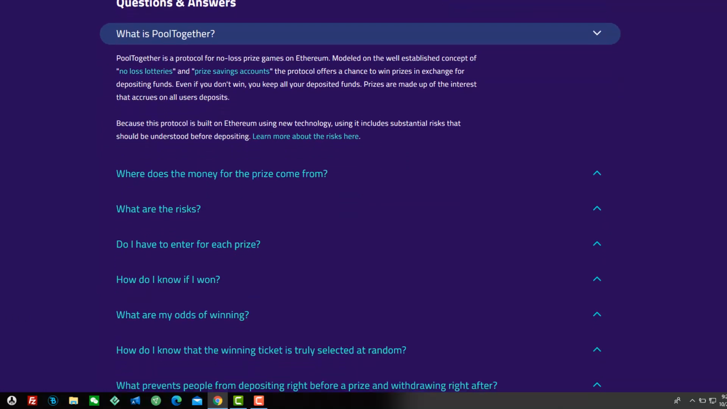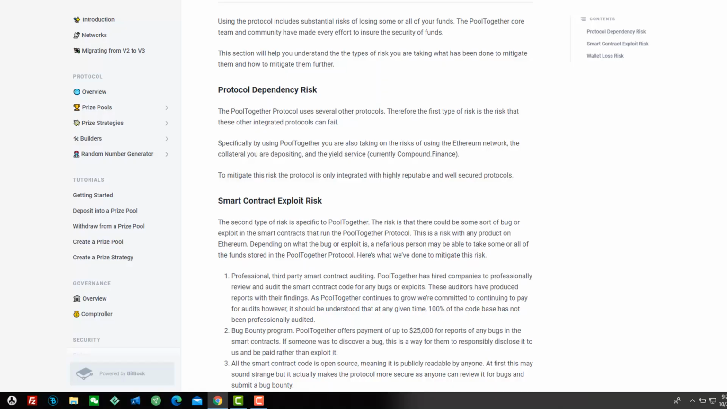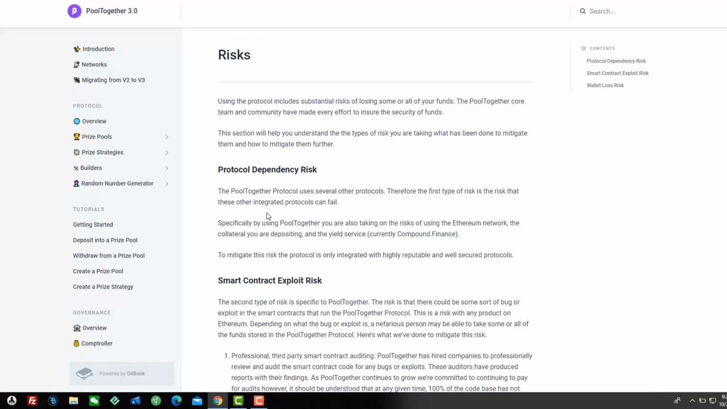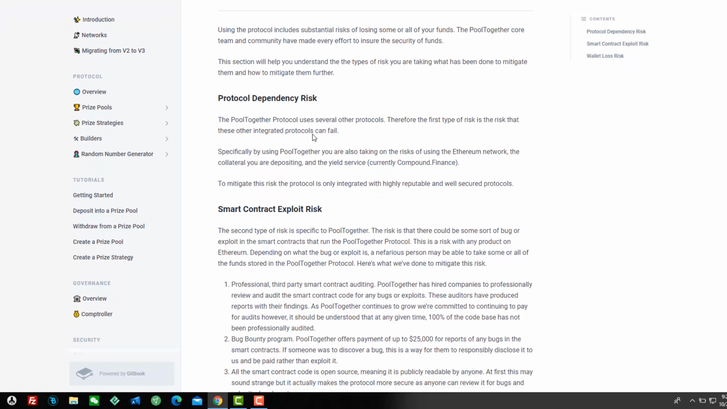And let's talk about the risks now. What are the risks? So, more documentation. Using the protocol includes substantial risks of loss of some of your funds. The PoolTogether core team and the community have made every effort to ensure the security of your funds. So this is one here, protocol dependency risk. The PoolTogether protocol depends on several other protocols. Therefore, this type of risk is that the other integrated protocols can fail.